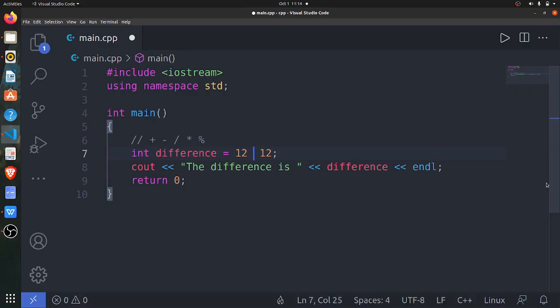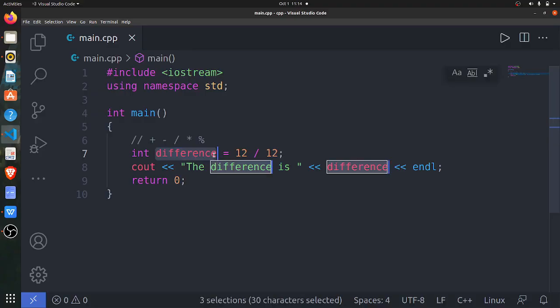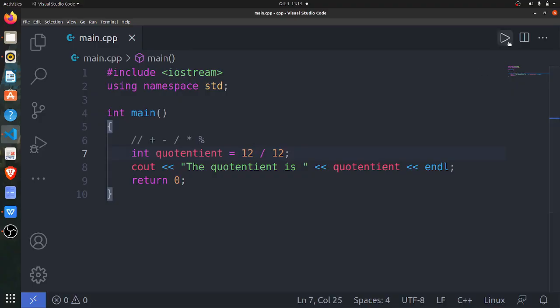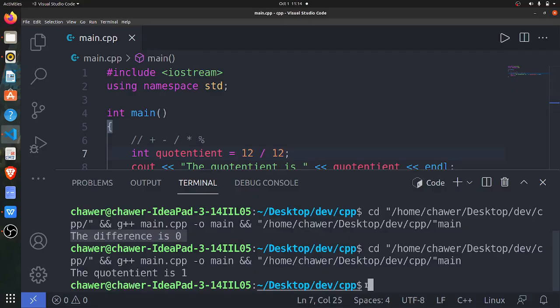And what if it was now a division instead of the minus symbol? A division returns what's known as a quotient. So I'm printing out the quotient, which is 12 divided by 12, which is 1, I guess. Yes, the quotient is 1.